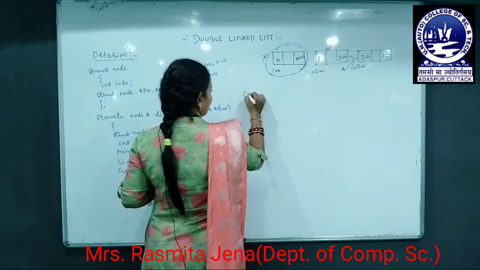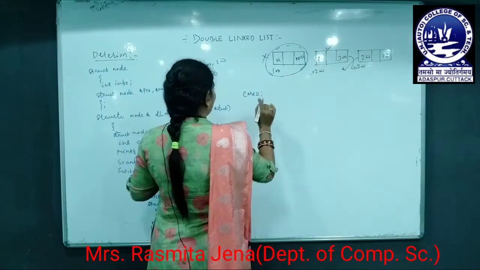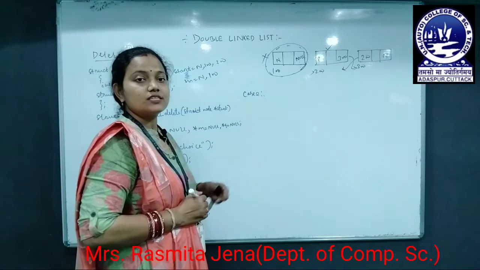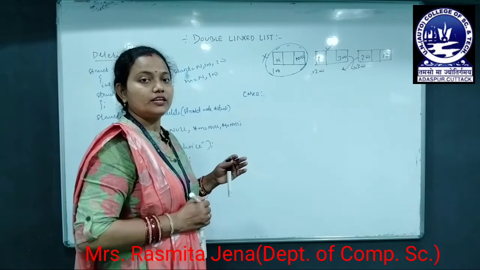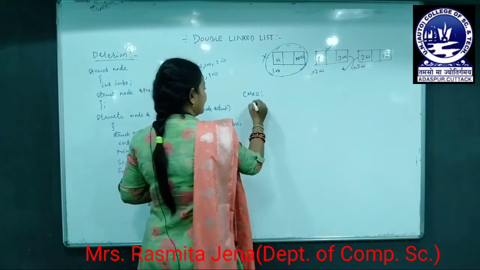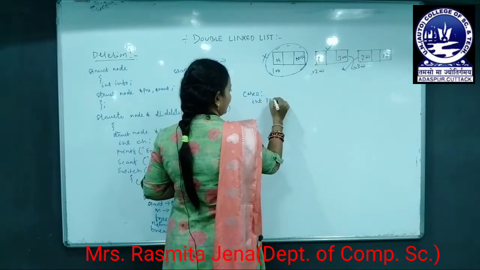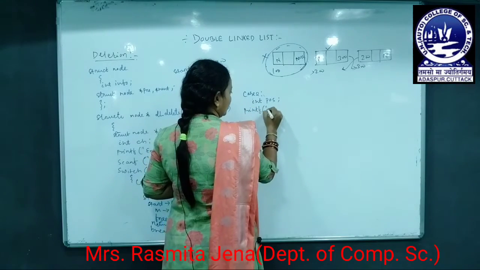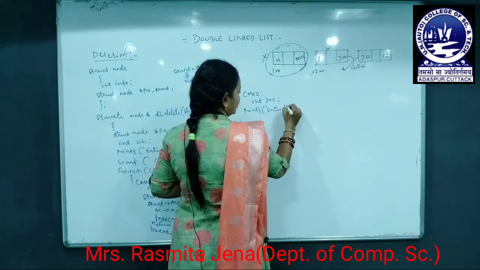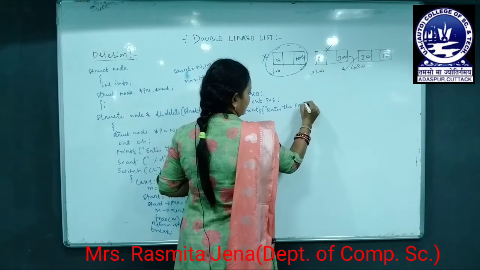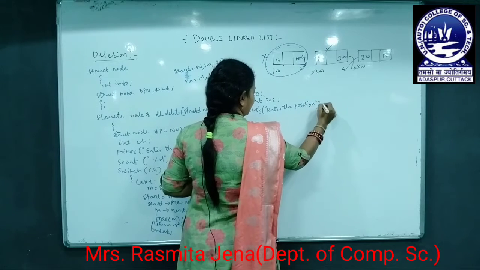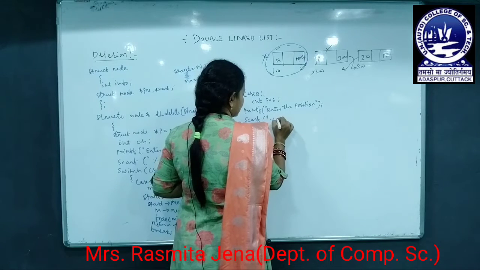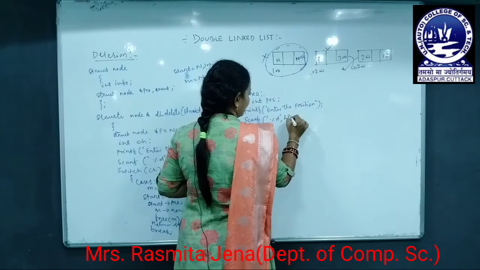Case 2. So in case 2, we will input the position where I want to delete, because case 2 is any position from where I want to delete the node. So for that I will declare a variable int pos. Input the value where I want to delete the node, enter the position. Then by using scanf, enter the position, %d, ampersand pos.